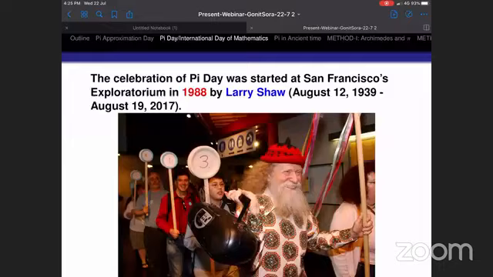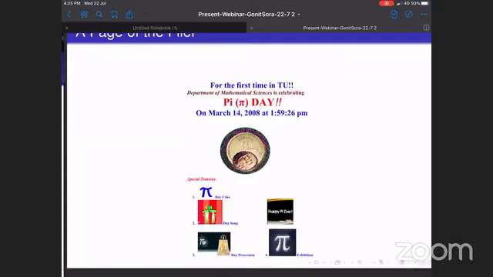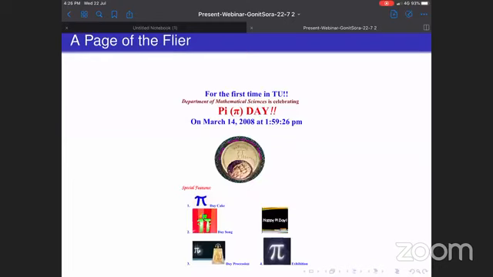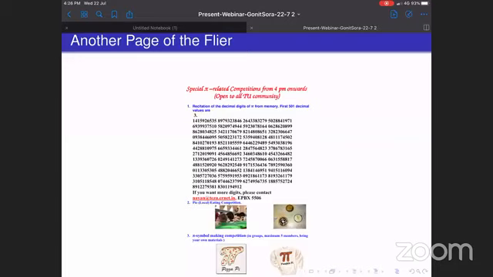Then probably for the first time in Assam, maybe in India, our department observed Pi Day on March 14, 2008. I want to tell you about how interesting this Pi Day observation was. This was our first Pi Day poster in 2008. And we had several competitions: recitation of decimal digits of pi from memory, then a local pie eating competition, then a pi symbol making competition.